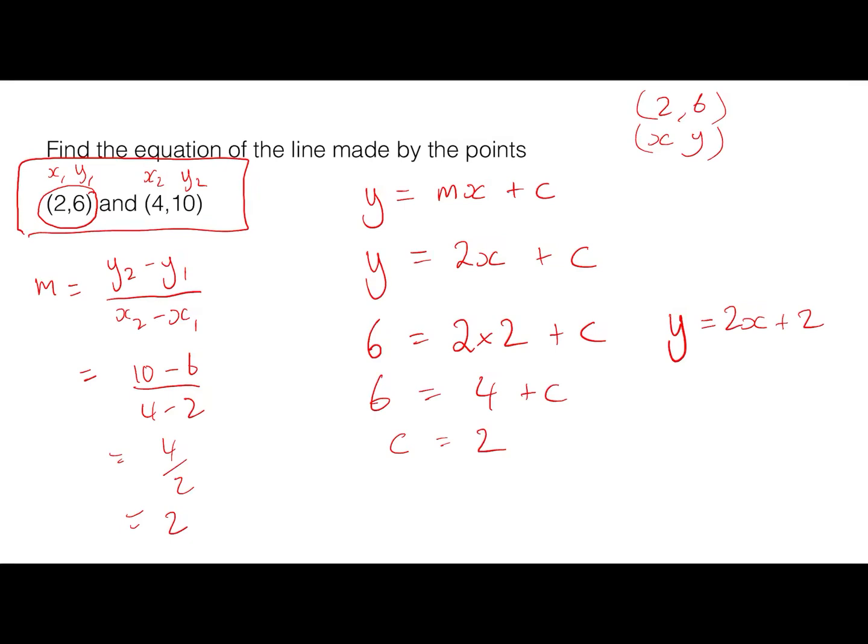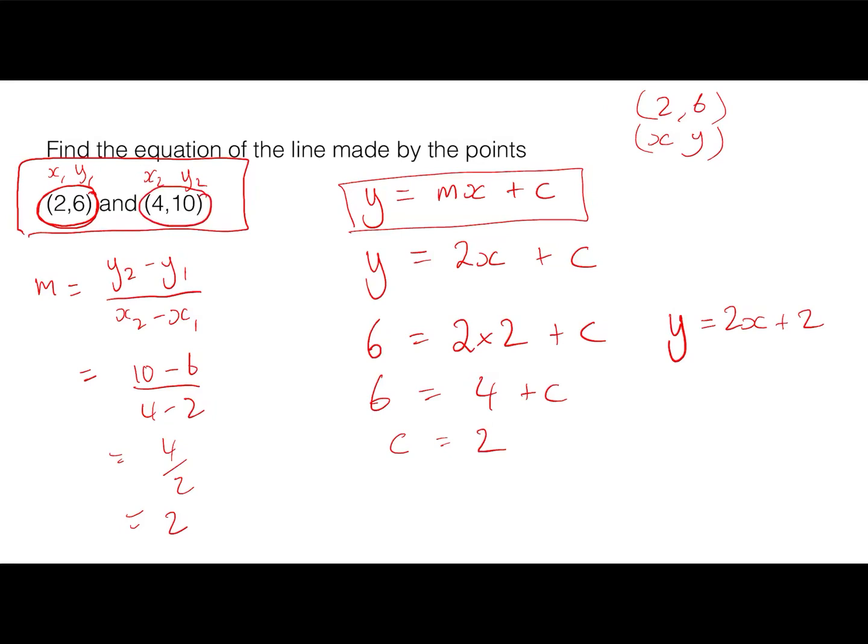Okay? I didn't even need to draw a picture or have a look at it because I could just know that it's y equals mx plus c. I found out the gradient, and from finding the gradient I can then substitute a point into the equation to find out what the y-intercept is as well. Okay, don't forget that. Use a point. If x is equal to 2, y is equal to 6.